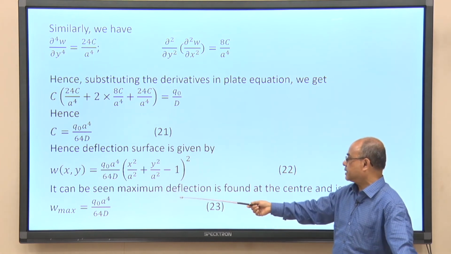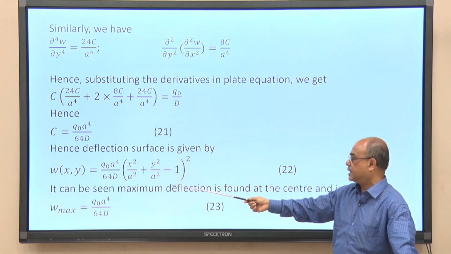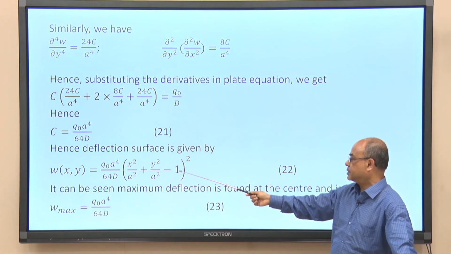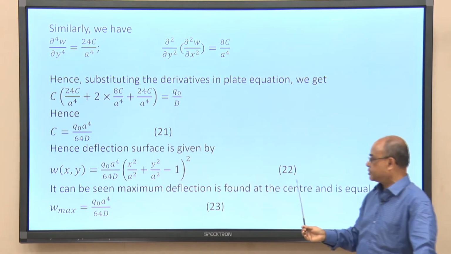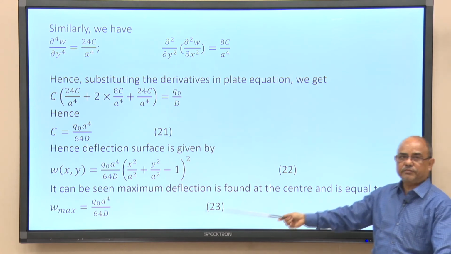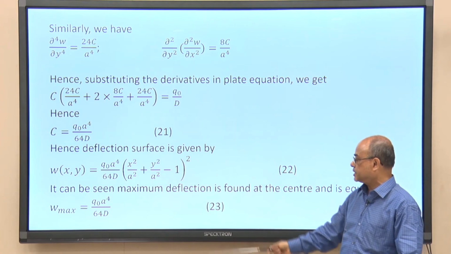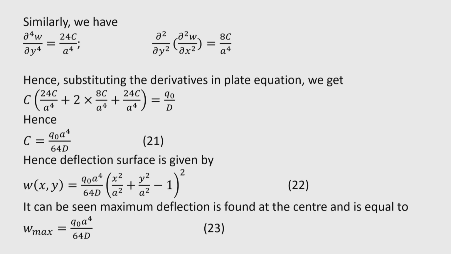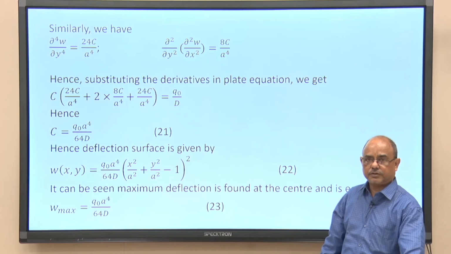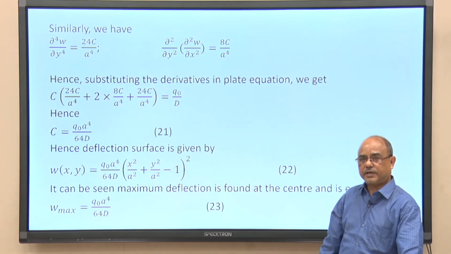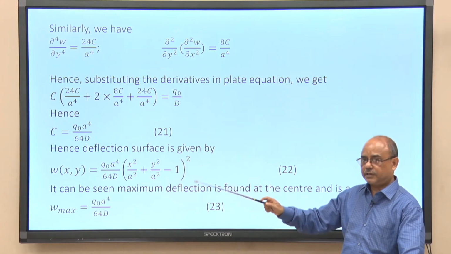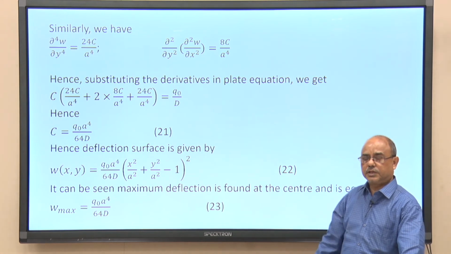And it can be seen that maximum deflection will occur at the center. So, substituting x equal to 0, y equal to 0 in this expression, expression 22, we get the maximum deflection of the plate as q naught a to the power 4 divided by 64 D. So, that is a very rare case where the solution is obtained just by assuming a suitable function which first satisfies the boundary condition, and after imposing this into the differential equation we get the unknown constant.